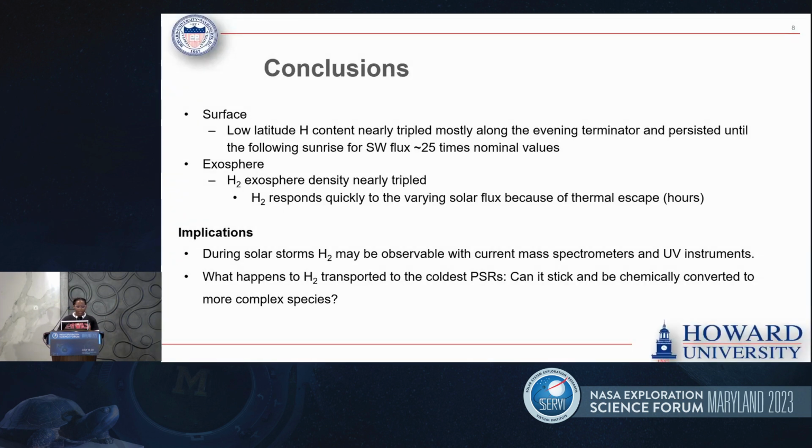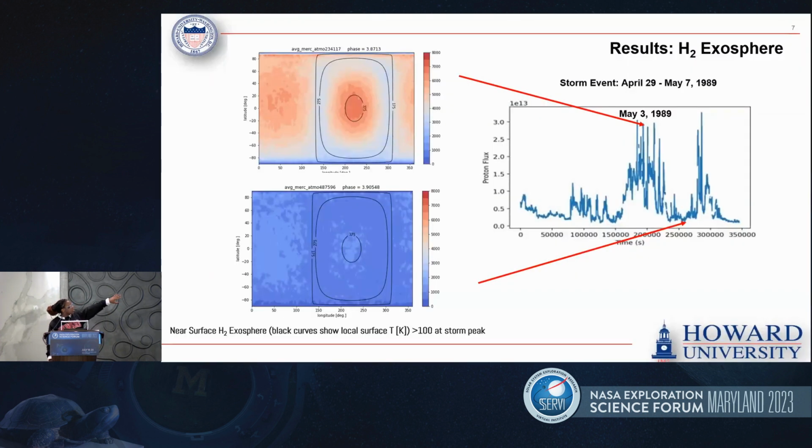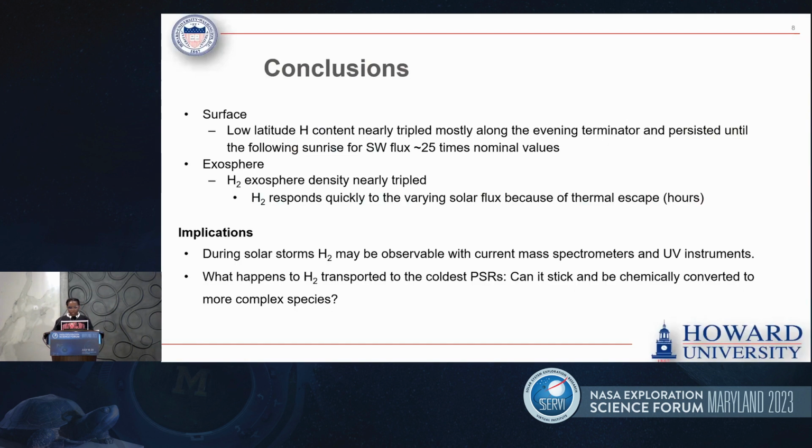So in conclusion, what we found on the surface is that the low latitude hydrogen content nearly tripled, especially along the evening terminator, which, if I go back, you can see will be on y'all's far right, with the morning terminator being on y'all's far left. And this persisted until the following sunrise, the day after the storm had concluded, with a solar wind flux at 25 times the nominal values.